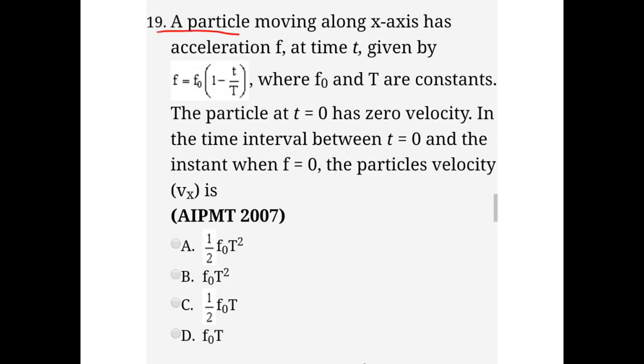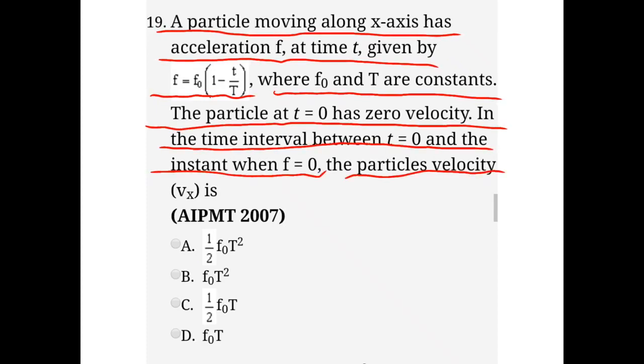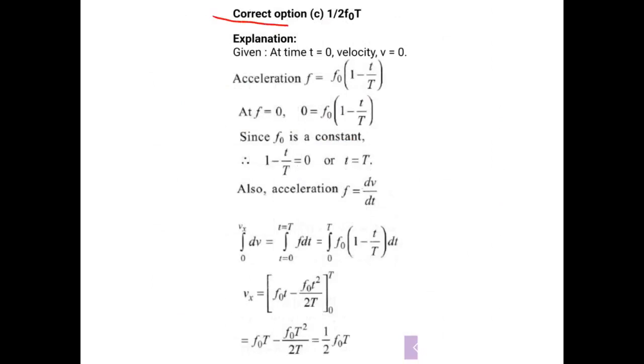Question number 19. A particle moving along the x-axis has acceleration f at time t given by f = f0(1 - t/T), where f0 and T are constants. The particle at t = 0 has zero velocity. In the time interval between t = 0 and the instant when f = 0, the particle's velocity is: option A, half f0 T²; option B, f0 T²; option C, half f0 T; option D, f0 T. The answer for question number 19 is half f0 T. Option C is the correct answer here.